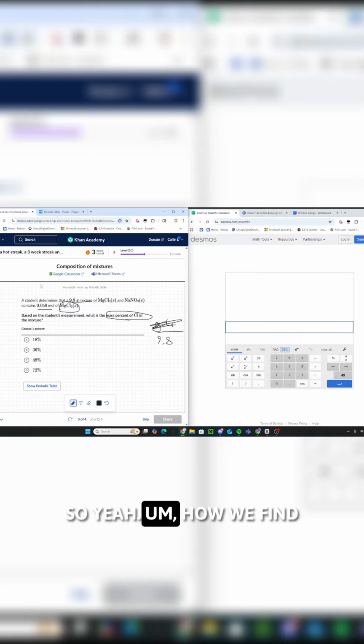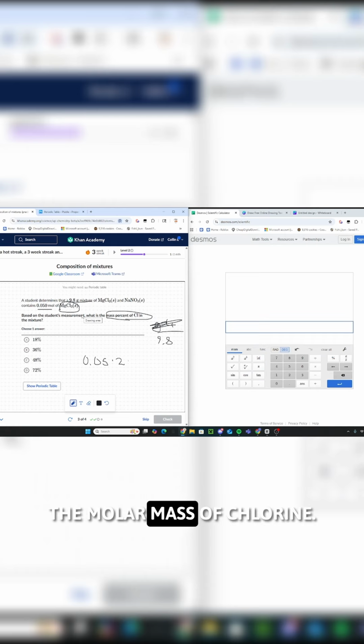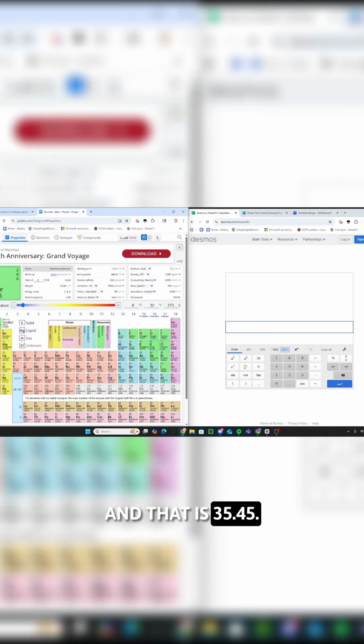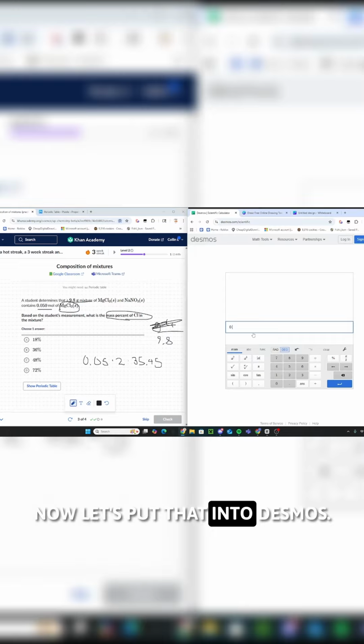So how we find the grams of chlorine is we multiply the amount of moles of this molecule times the subscript of chlorine, which is 2, and then times the molar mass of chlorine. So how we find that is up here, and that is 35.45. So 35.45. Now let's put that into Desmos.